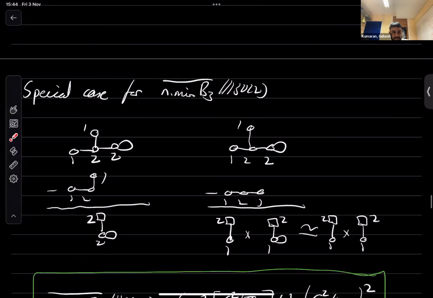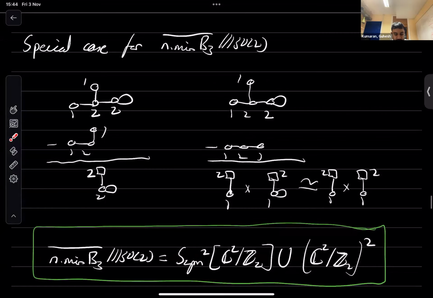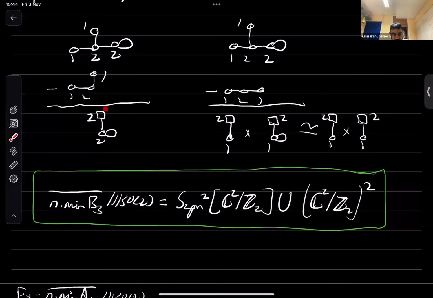Okay, and like with the D4, this is a special case when we choose k equals 3. And again, you can put a loop on this, and so you're able to subtract the 2 with a loop. But in terms of Coulomb branches, it's just a product. And so you find that you get symmetric squared C2 mod Z2 from here, and a C2 mod Z2 squared from here. Right.